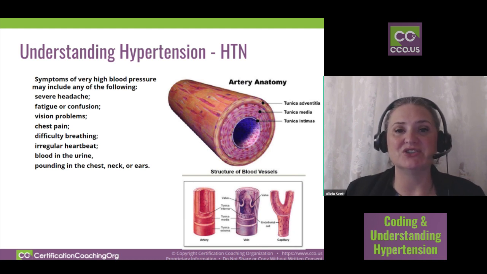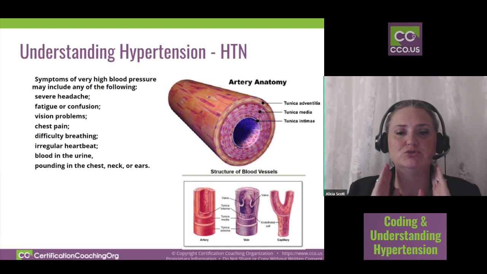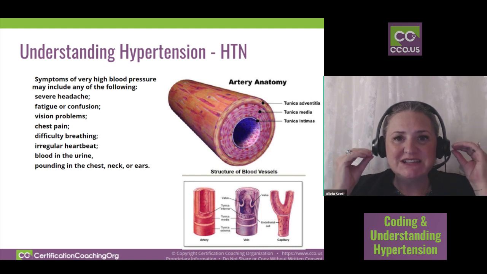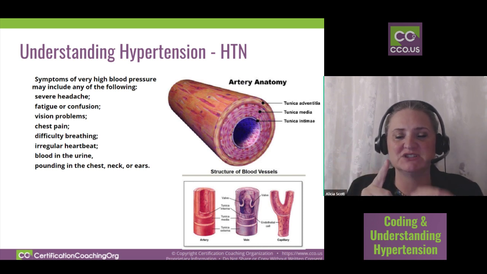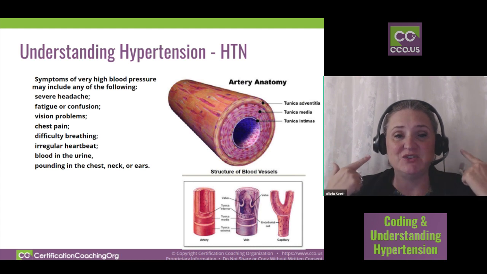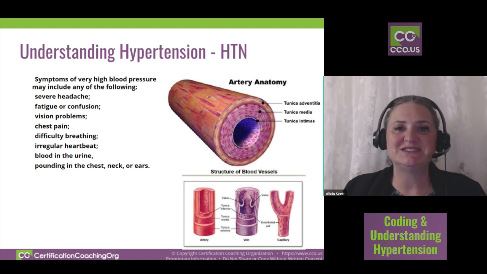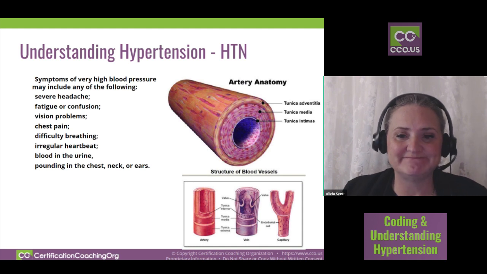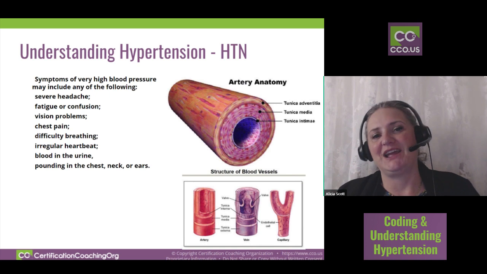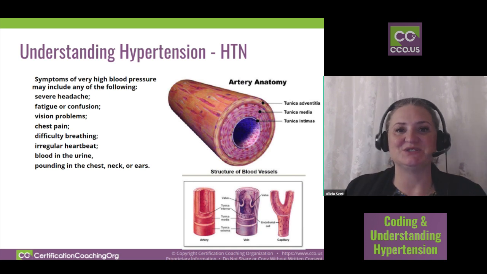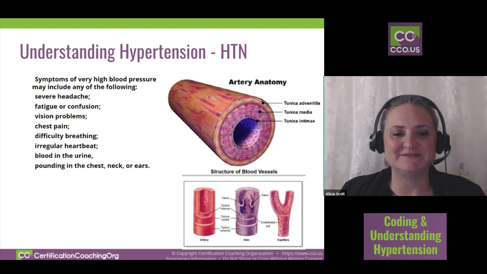Pounding in the chest, neck, or ears. Bounding. Boom, boom, boom. Those carotid arteries, right? The major vessel in your chest, the aorta. Those little vessels in your ears, have you ever smashed your finger and it goes throb, throb, throb? If you get that in your ears, it's usually a sign that something's up with your blood pressure. Either that or you have an ear infection. But at our age, we don't get ear infections like the young ones do. So something might be off.